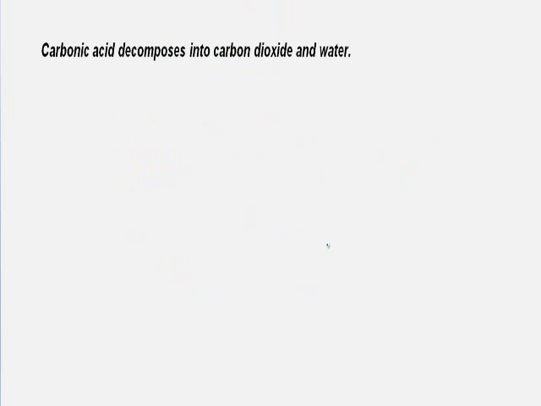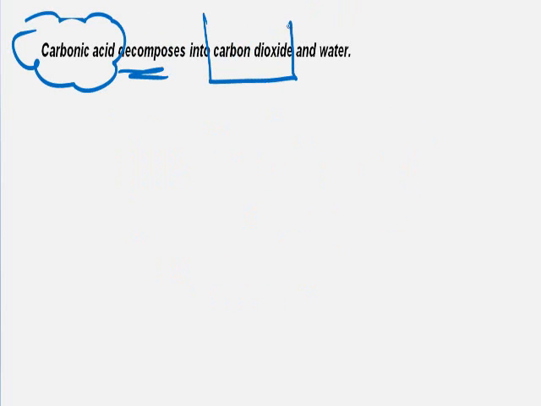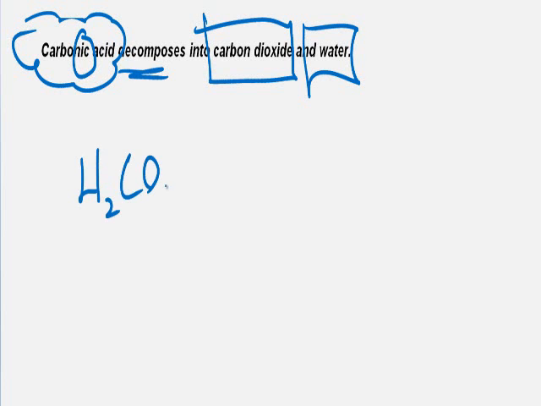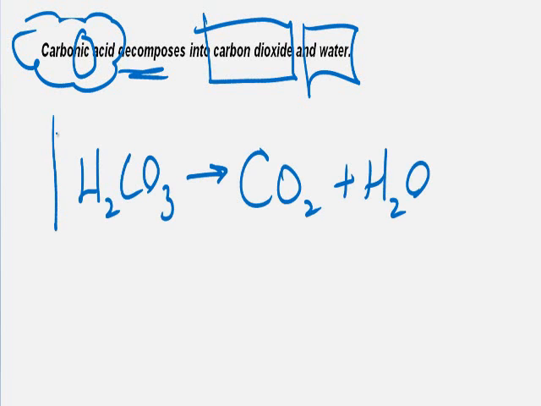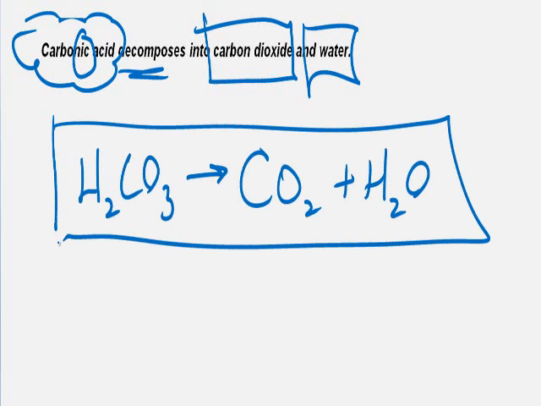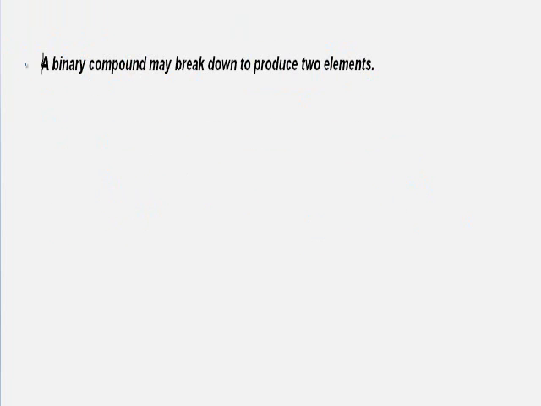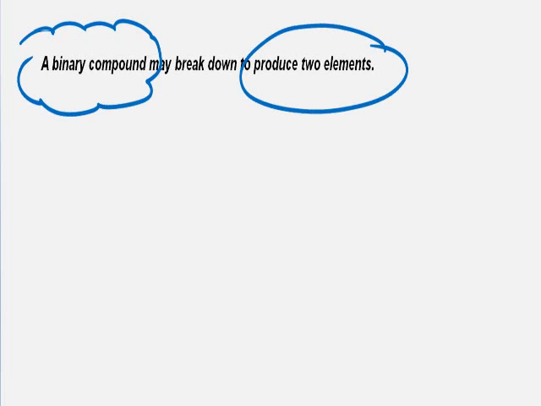Our next decomposition, again very specific, is carbonic acid, which will decompose into carbon dioxide and water. Carbonic acid, being an -ic acid, comes from carbonate, CO3 2-, so the formula we have is H2CO3 for carbonic acid. It's just going to decompose into carbon dioxide and water, H2O. And this is balanced as is for this decomposition reaction. Our next decomposition is specifically something known as a binary compound, meaning it's made up of two elements, which may break down just to produce two elements in their elemental form.